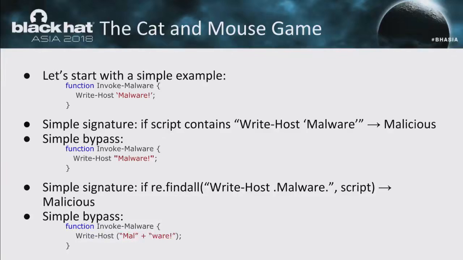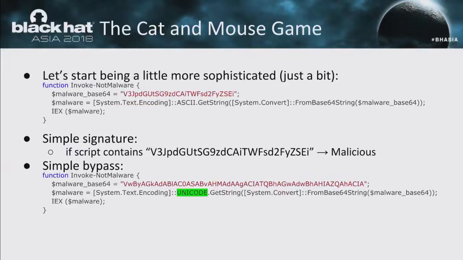And so this is a simple bypass. And this can be a simple signature for that. And this can be bypassed by using string concatenation. And this game can continue on and on. We can use base64 encoding. And then the antivirus can decide if it wants to either emulate the base64 decoding or to create a signature for the actual base64 data. Both things are quite easy to bypass.